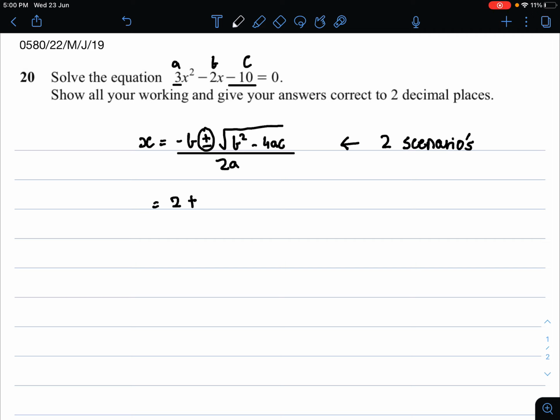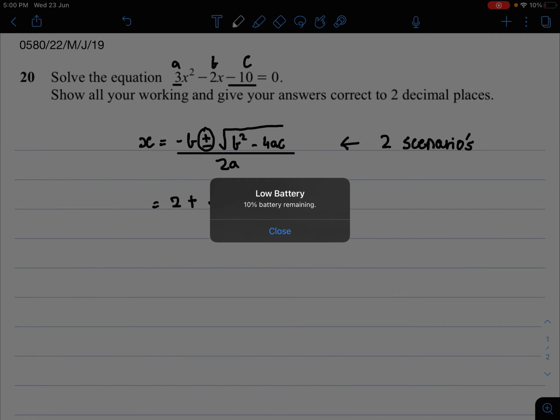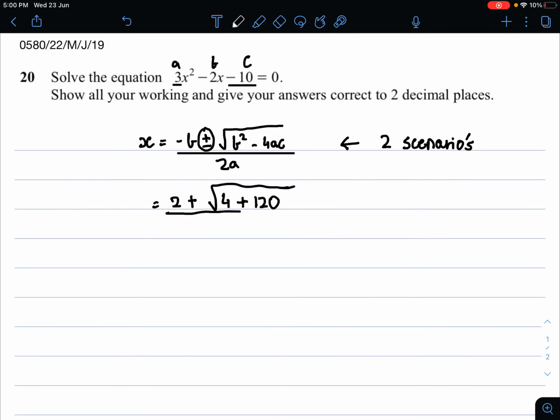So 2 plus root of b squared, which would be 4. So 4 minus, so 4 multiplied by 3 would be 12, and 12 multiplied by minus 10 would be minus 120. But it is minus of minus 120, therefore plus 120, divided by 2 times a. So 2 times a, which is 2 times 3, which is equal to 6.